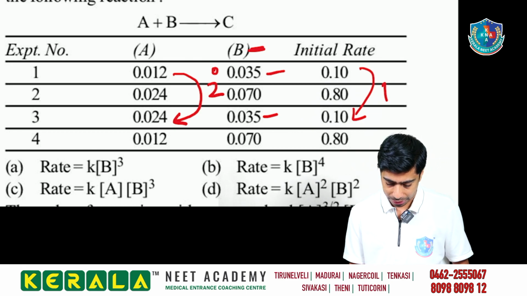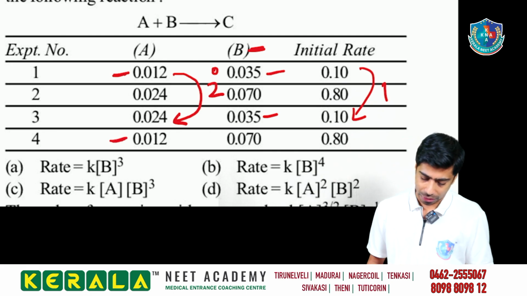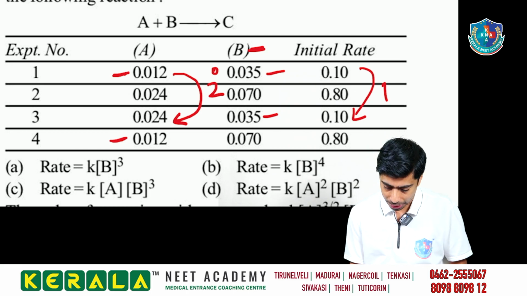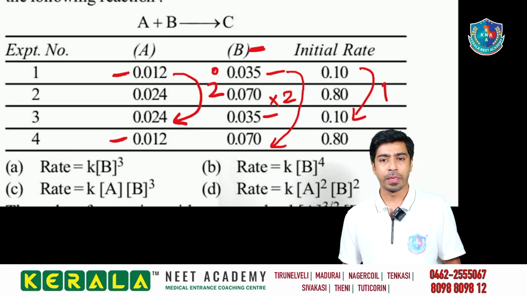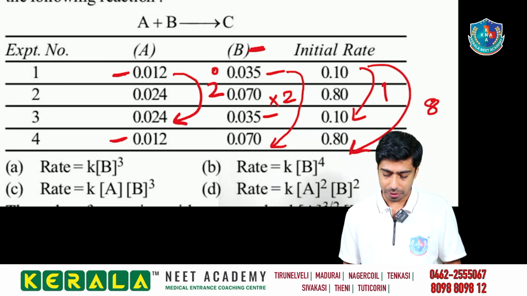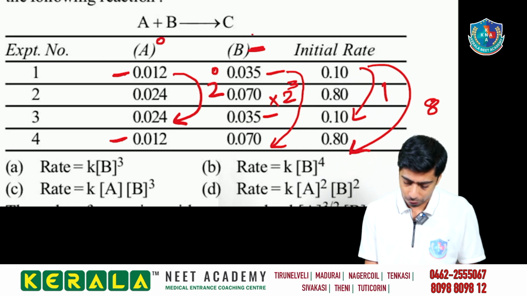Now we'll compare the case of B. In experiment number 1 and experiment number 4, A has the same value and the concentration of B is doubled, from 0.035 to 0.07. When it is doubled, the rate is increased by 8 times, like 0.1 will become 0.8. So 2 power what value will give you 8? It will be 2 power 3. So the power of A will be 0 and the power of B will be 3.